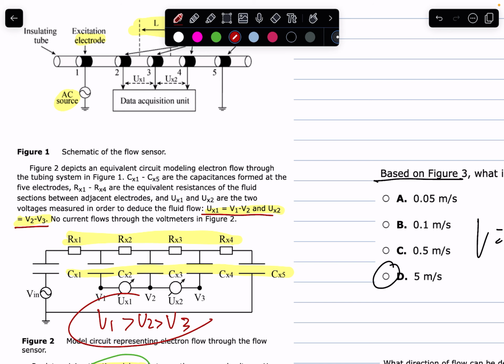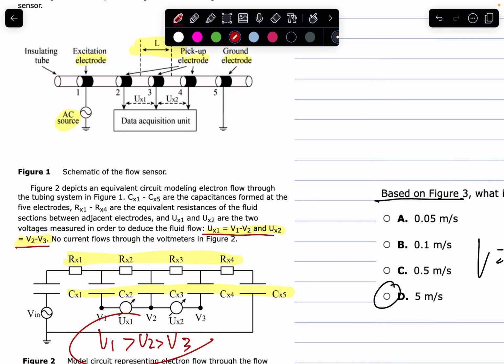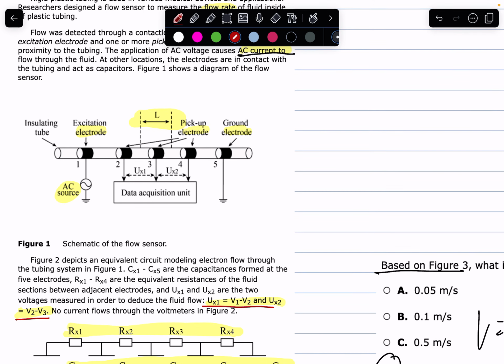I mean, this setup is electrons moving, but figure 1 is a current moving, right? Also V1, V2, V3 here. And then how does current move? Current moves from higher potential to lower potential, okay? So that is the flow.